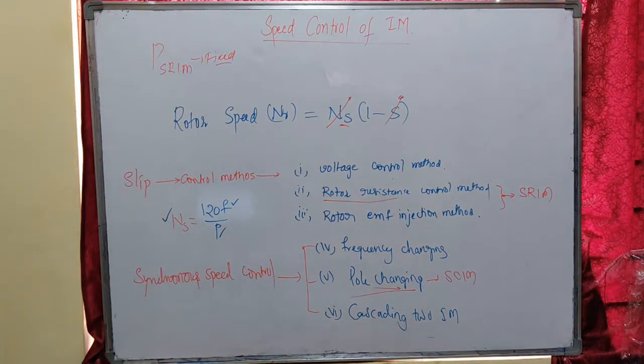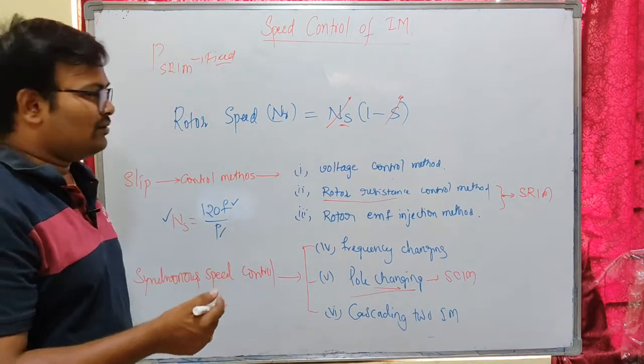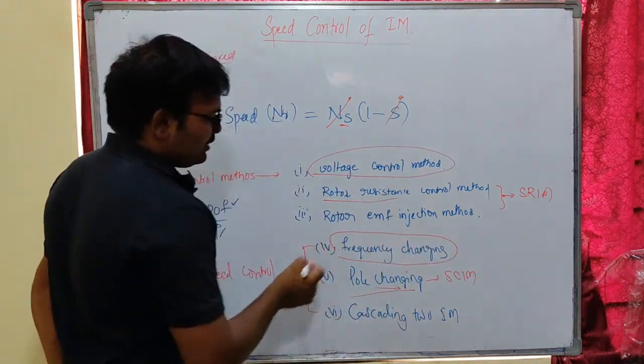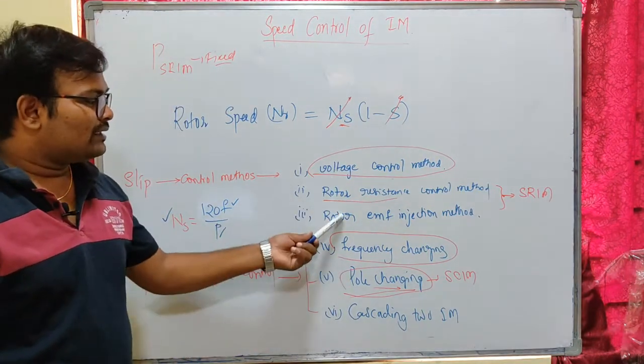This can also be classified as stator control methods and rotor control methods. We know that the voltage control method is a stator control method, the frequency control method is also a stator control method, and pole changing is also a stator control method. So these three are the stator side control methods, and the rest are the rotor side control methods.